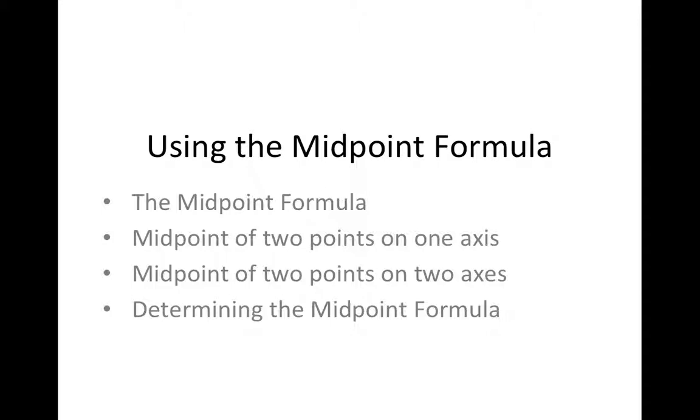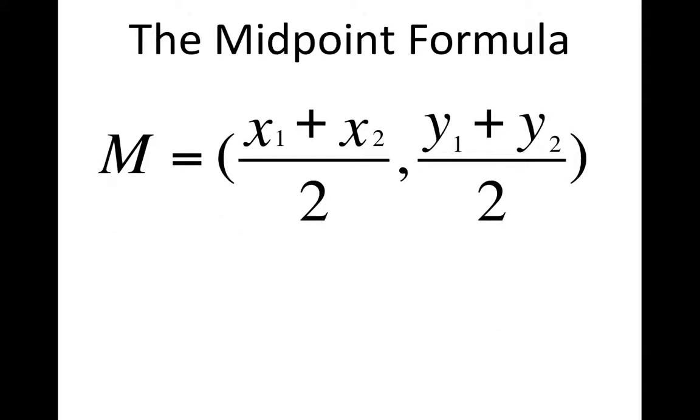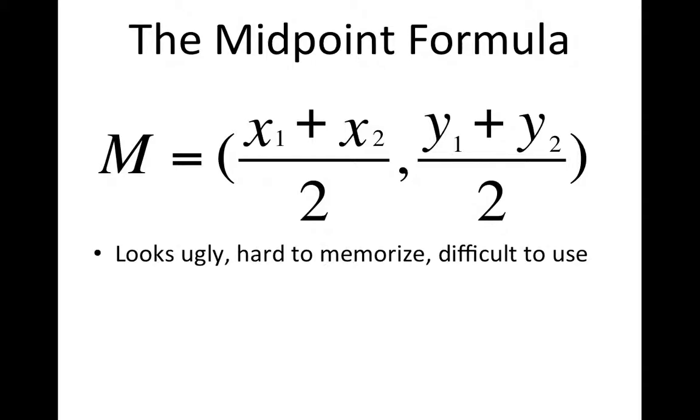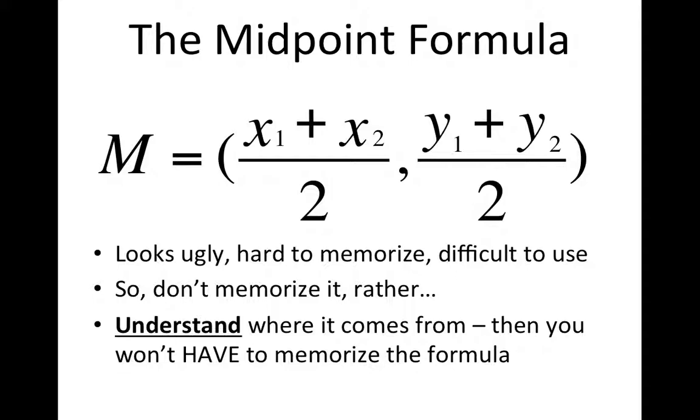So the first thing we're going to do is look at the midpoint formula, ugly as it is. Here's what it is. It says the midpoint is the sum of the x-coordinates, x1 plus x2, over 2, and the sum of the y-coordinates, y1 plus y2, over 2. But it's ugly, it's hard to memorize, and it looks difficult to use, so don't memorize it. Instead, let's understand where it comes from. Then you won't have to memorize the formula, you'll be able to use it, and you'll actually be able to derive it and figure it out as you need to.